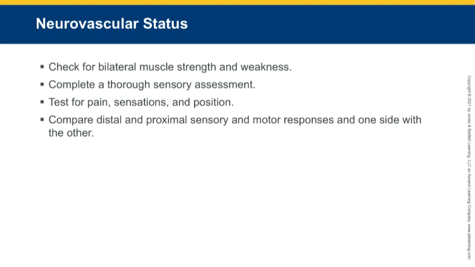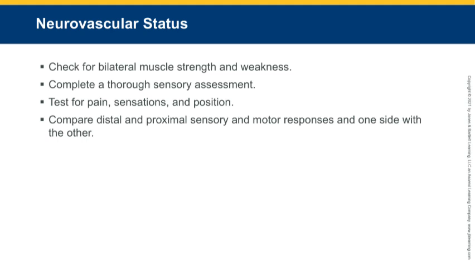When assessing neurovascular status, we evaluate the patient's sensory and motor function. This is essential for detecting nerve or circulation issues, especially in trauma patients. Start with motor assessment. Check for bilateral muscle strength by having the patient squeeze your fingers or push against resistance with their feet. Weakness on one side could indicate a stroke or spinal injury.